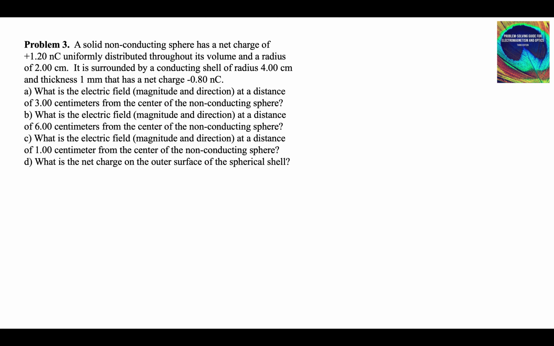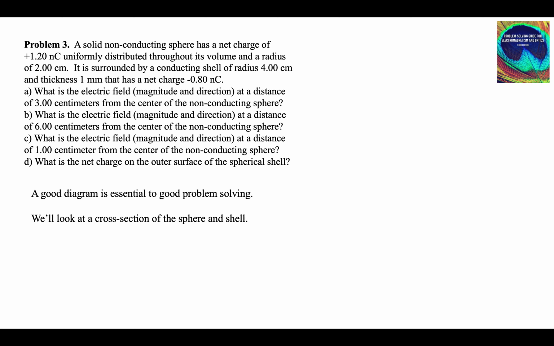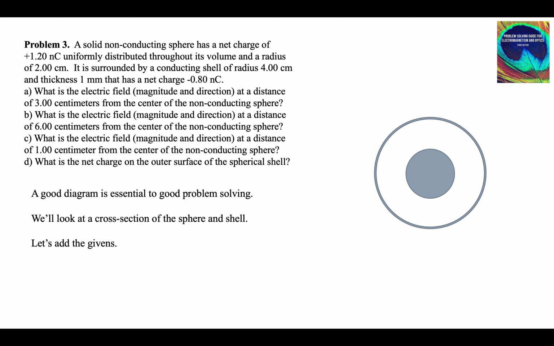We need a good diagram. Let's look at a cross section. We have to remember that's not a circle. Those are spheres. Cross section of a sphere. The non-conducting sphere has a net charge of 1.2. Let's put it in there, 1.2 nanocoulombs. The conducting spherical shell, minus 0.8 nanocoulombs. There's the charge on the shell. I think we're ready to go.